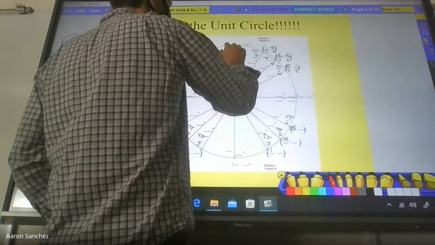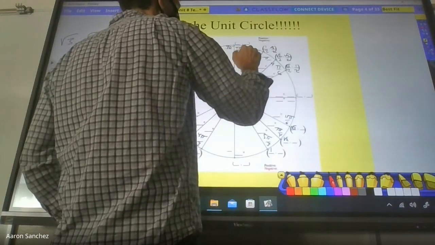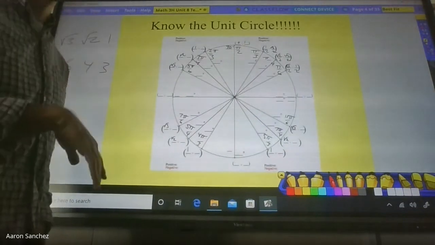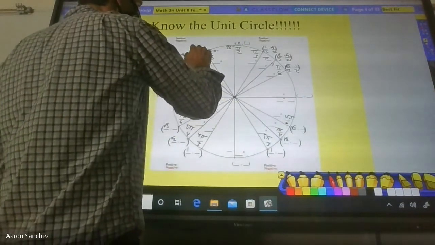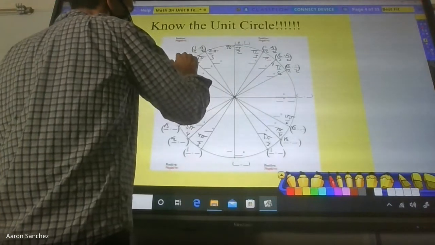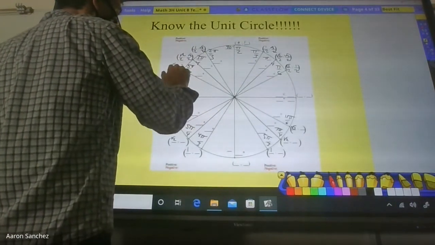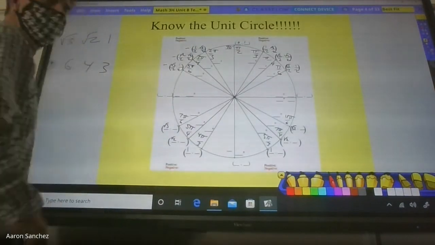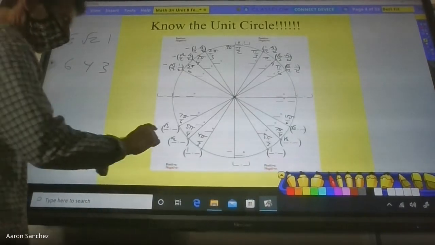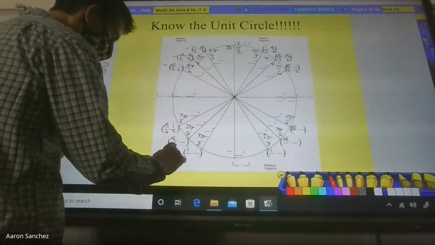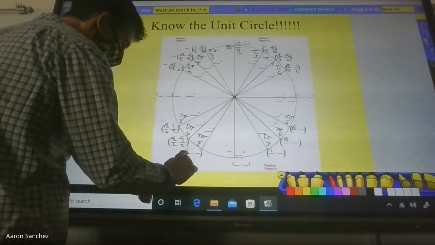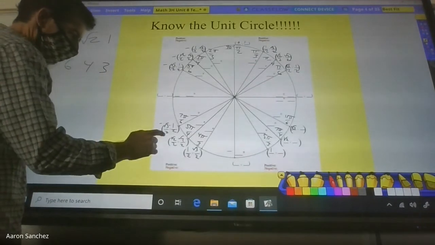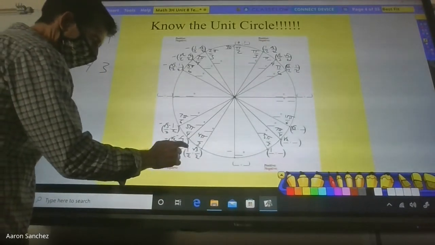Should we do these? 90, pi over 2, 0, 1, right? Root 3 over 2, 1/2, root 2 over 2, 1/2. Which ones are my negatives? The x's, right? 1/2, root 2 over 2, 1/2, root 3 over 2. Which ones are my negatives? All of them. Both of them.